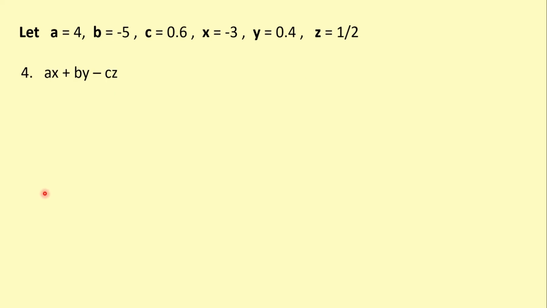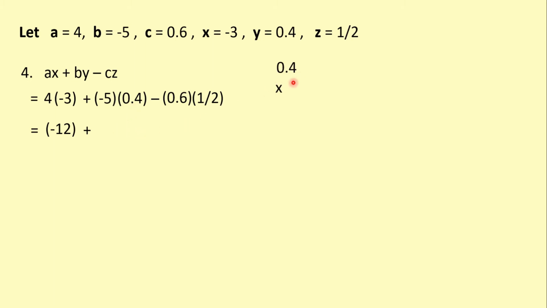For number 4 naman, kaya ganun lang yan, paulit-ulit lang, substitute lang ulit yung value. A is 4, X is negative 3, plus B is negative 5, Y is 0.4, minus C is 0.6, Z is 1/2 or 0.5 siya na mamaya convert natin. 4 times negative 3 is negative 12, negative 5 times 0.4 is, okay, pakita natin dito kung paano natin ma-solve.